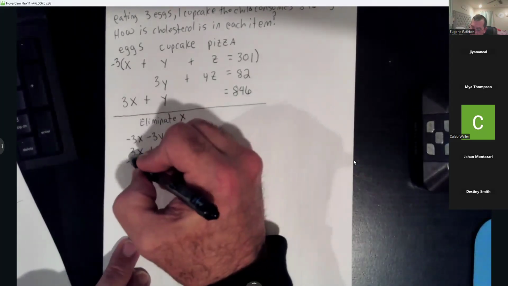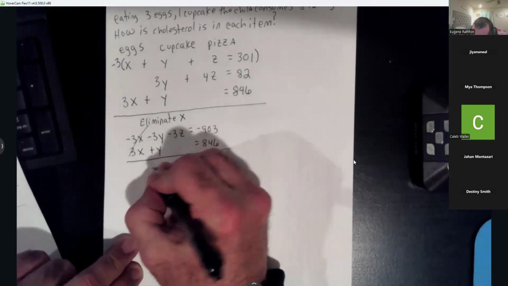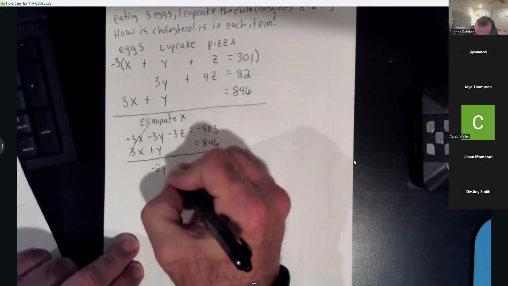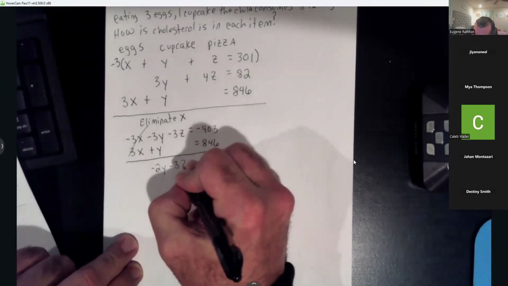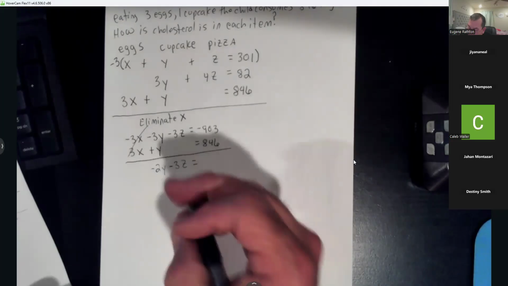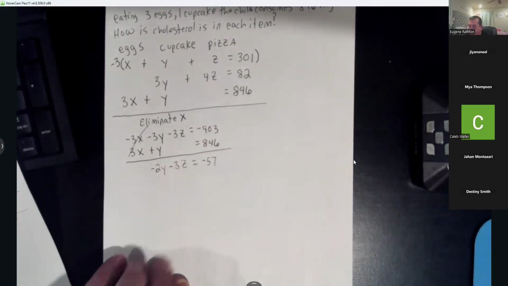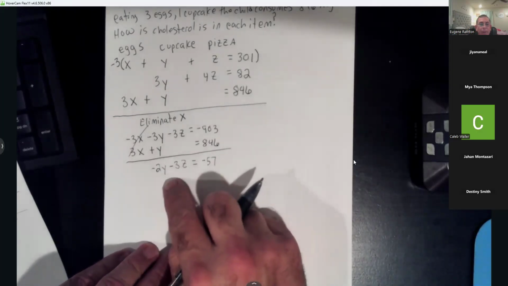Hey, y'all, good job. The X's are gone. -3 and 1 give me -2Y. Bring down my -3Z. And then let's see, what do we got? -903 and then 846 positive, I get a negative 57.